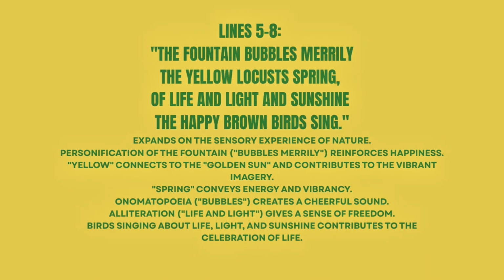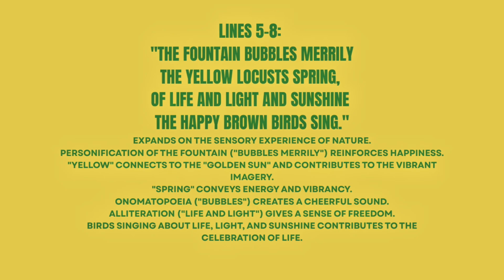Line 5 to 8. The fountain bubbles merrily, the yellow locust spring of life and light and sunshine, the happy brown birds sing. In the next few lines, we kind of expand on the beauty of nature in this scenery. So in line 5, we see a personification, right? So the fountain is given the human quality of bringing joy, and it reinforces the mood of happiness, cheerfulness, joy, and so on and so forth.